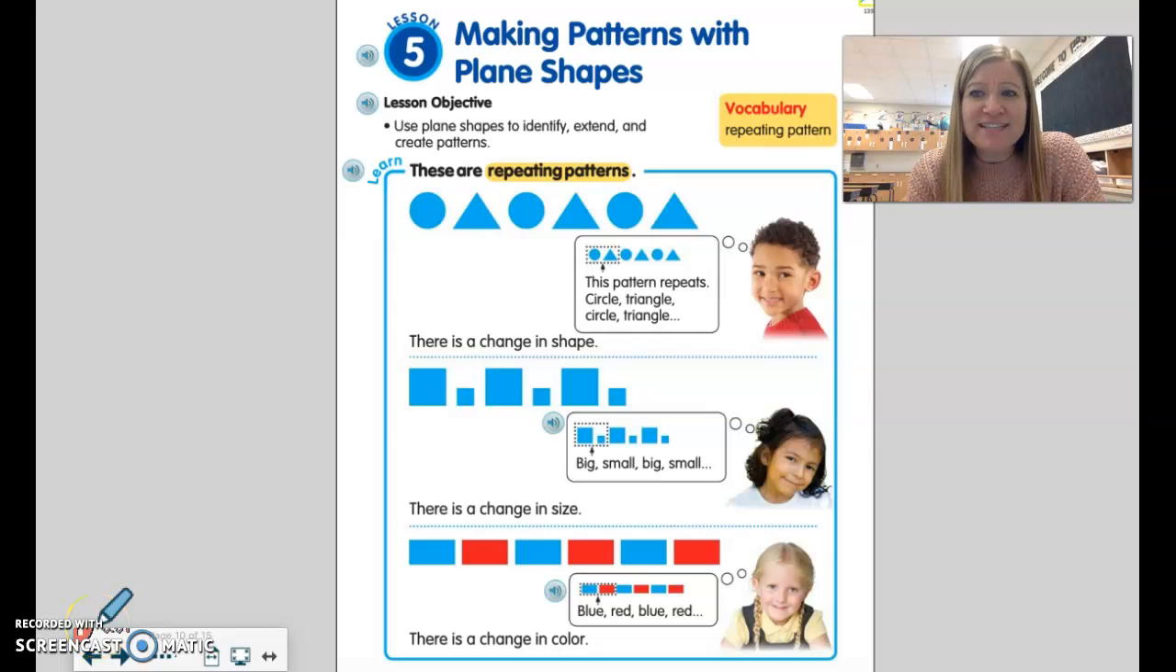All right, for today's lesson, we are going to do making patterns with plain shapes. You should have done stuff with patterns last year, so you've already had some practice. So take a look here.